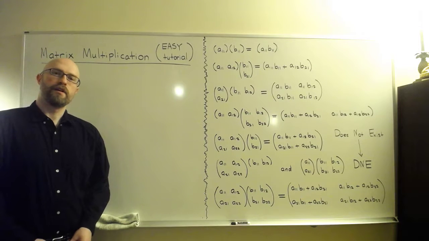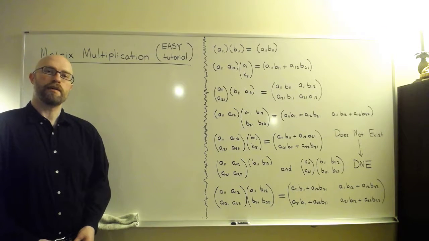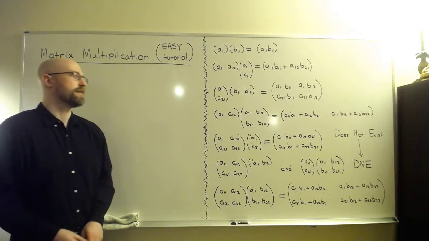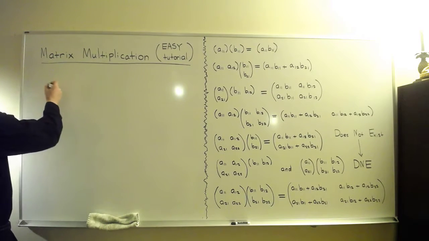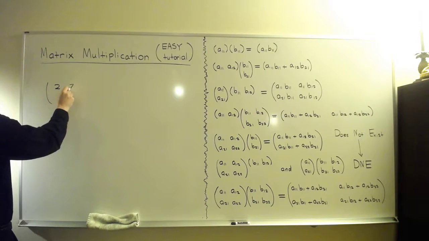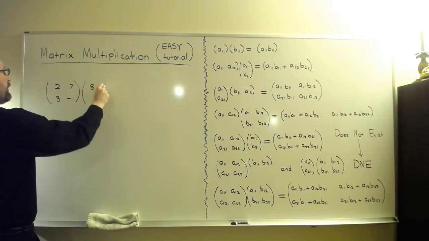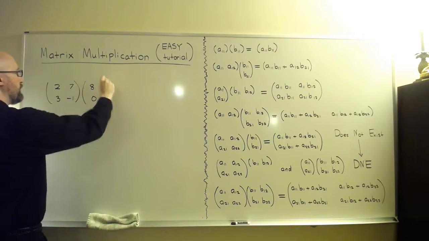Hello, so in this little video we're going to talk about when you can compute a matrix product and what the size of that product is if you can compute it. Now in the last video we were multiplying 2 by 2 matrices, and I'll just do a little example here. Say we had something like this.